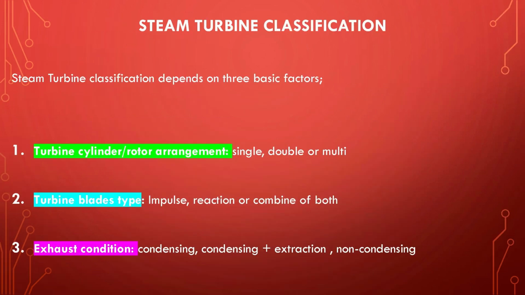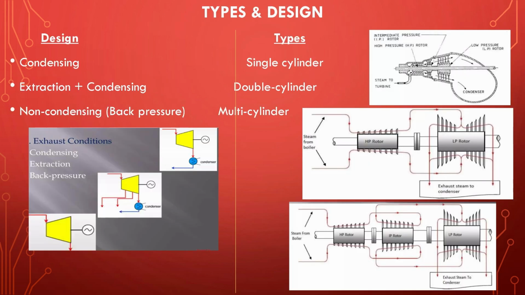Steam turbine classification. Steam turbine classification depends on three basic factors: turbine cylinder rotor arrangement, single, double, or multi; turbine blade type, impulse, reaction, or a combination of both; exhaust condition, condensing, condensing plus extraction, non-condensing. Design types: condensing, extraction plus condensing, non-condensing back pressure. Cylinder types: single cylinder, double cylinder, multi-cylinder.